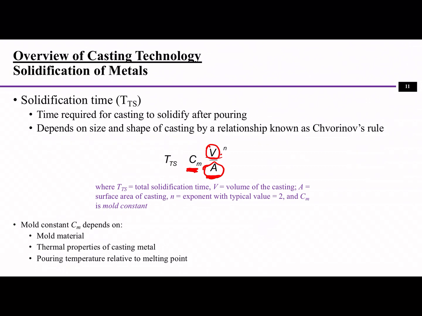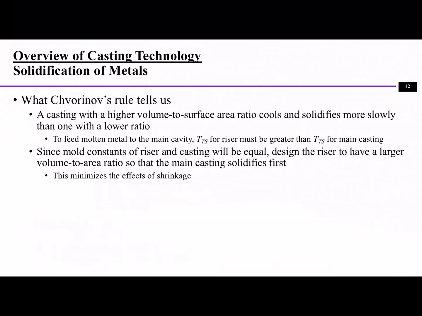When we have this equation, we can use it to design the mold. Remember, when we're talking about the mold, there's a riser, right? For the riser, we want to make sure the solidification time is longer than that of the cavity itself. So we can use this equation to determine it, because we have the same mold. Then we can use V divided by A, volume to area ratio, to make sure the riser's volume to area ratio is bigger than the cavity's. Then in this case, the riser's solidification process will be longer. And this rule is called Chvorinov's rule.